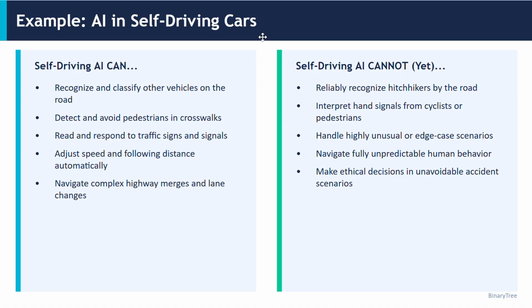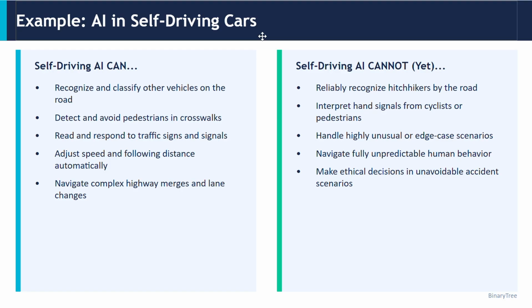Self-driving cars are a perfect showcase because they reveal both what AI can do and where it still struggles. On the can-do side, today's self-driving AI can recognize and classify other vehicles, detect and avoid pedestrians on crosswalks, read traffic signs and signals, automatically adjust its speed and following distance, and even handle complex highway merges. That's genuinely impressive, and it's all deep learning trained on an enormous amount of driving data.